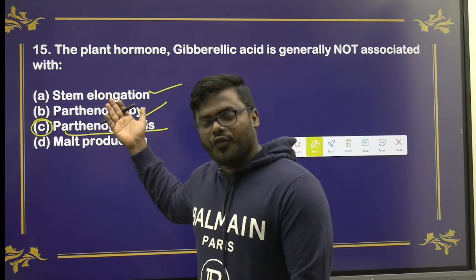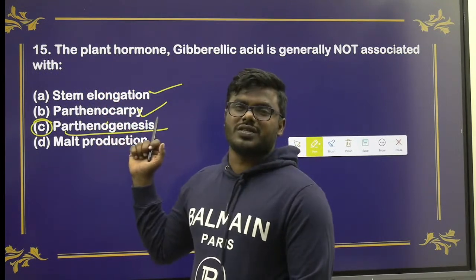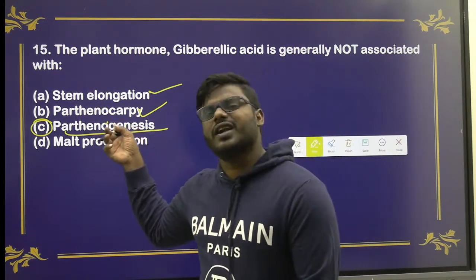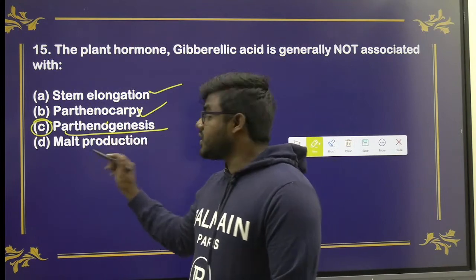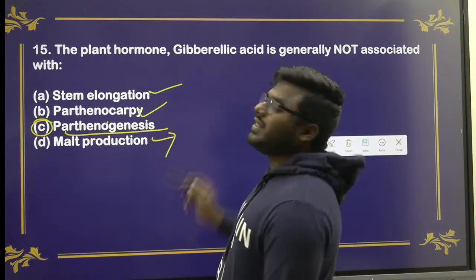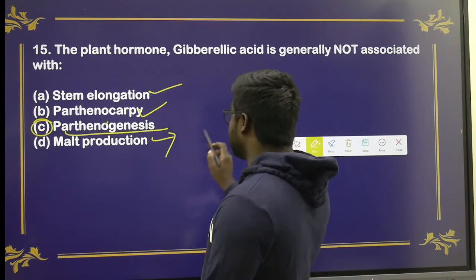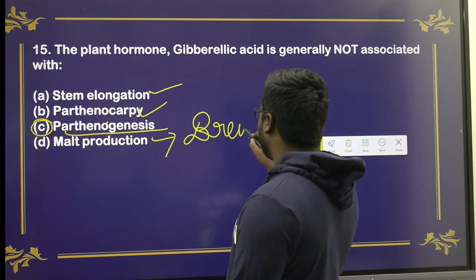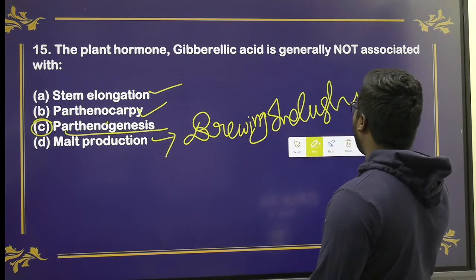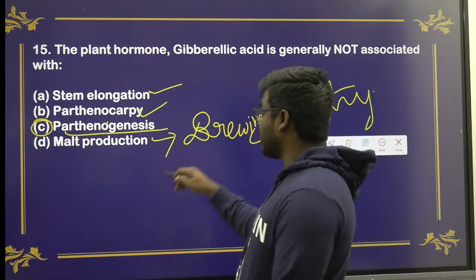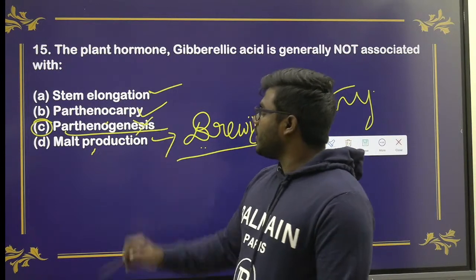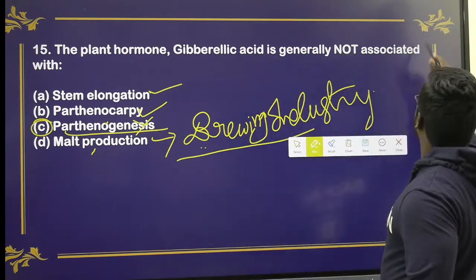Parthenocarpy also, because if one is doing parthenocarpy, how can it do parthenogenesis? It is doing parthenocarpy, seedless fruits without fertilization. It is not at all involved in parthenogenesis. Malt production. Sometimes instead of asking about malt production, they will ask whether gibberellic acid is involved in the brewing industry or not. See friends, gibberellic acid plays a key role in the production of alcohol also, but at a very low rate. So it is involved in the brewing industry also. That is what we call the malt. So it is not involved in parthenogenesis. Answer will be C. Perfect.